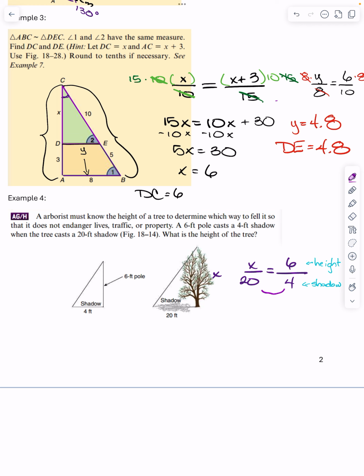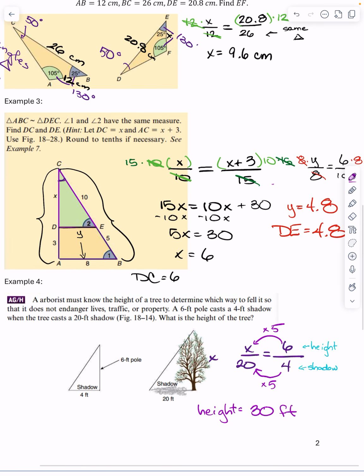So if I take a look at this relationship, 4 times 5 is 20. That should be the exact same relationship I have up here. 6 times 5 is 30. The height of the tree is 30 feet. And if you want, solve the proportion the way we have been, making sure I'm correct here, and all is good.